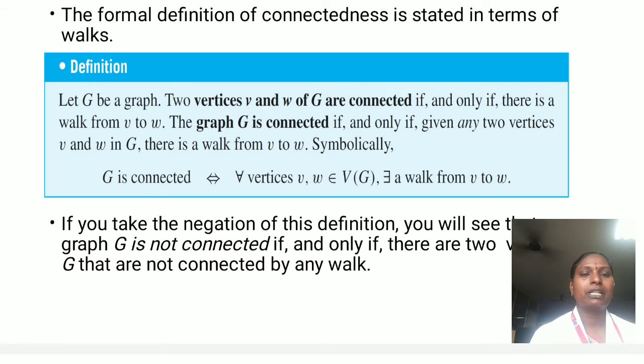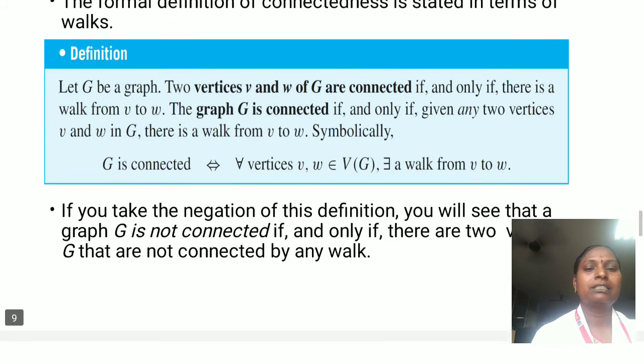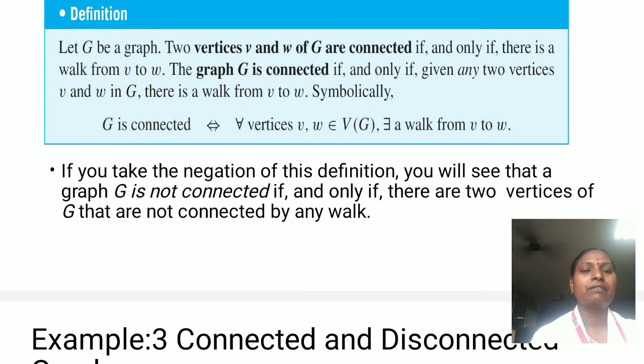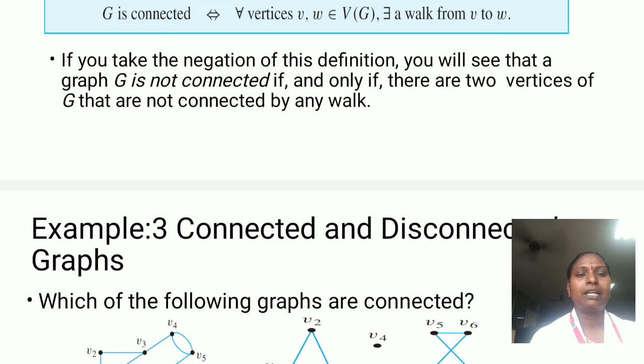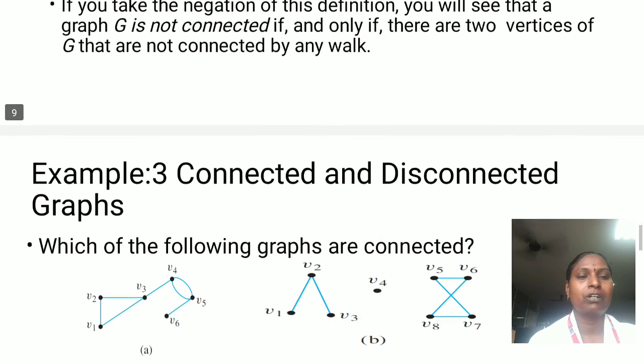Definition: let G be a graph. Two vertices V and W of G are connected if and only if there is a walk from V to W. The graph G is connected if and only if, given any two vertices V and W in G, there is a walk from V to W. Symbolically, G is connected if and only if for all vertices V and W belonging to the vertex set of G, there is a walk from V to W. If you take the negation of this definition, you will see that a graph G is not connected if and only if there are two vertices of G that are not connected by any walk.